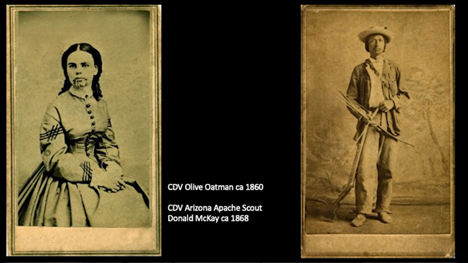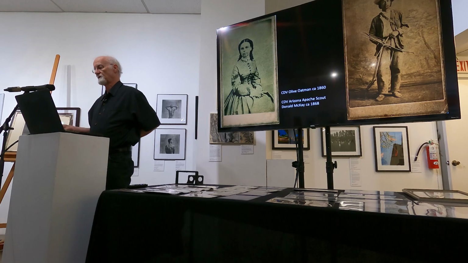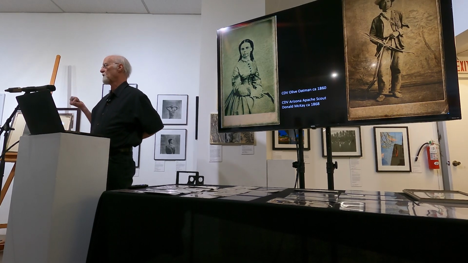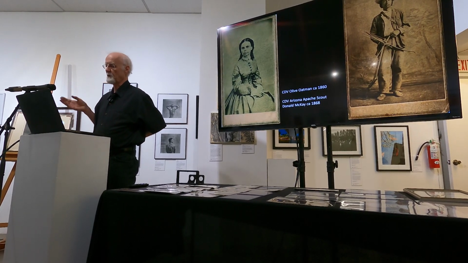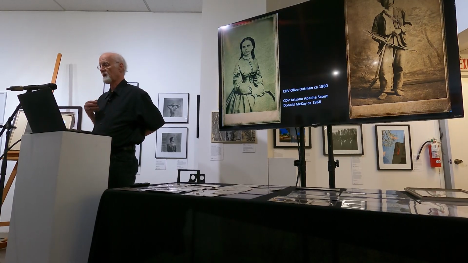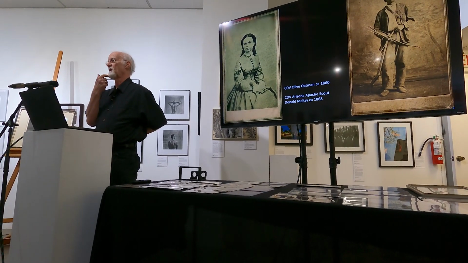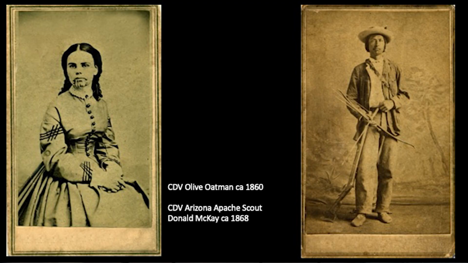These are other Arizona cartes de visite. The one on the left is Olive Oatman. She and her sister were captured when the family was attacked by Apaches in 1851 near Maricopa Wells. And she was traded between various tribes, wound up with the Mojave, and she has the Mojave chin tattoos. She was rescued in 1856. Her sister passed away. Olive was brought back. They have many photographs of her in Anglo attire. She was a very popular subject for other photographs to be made.